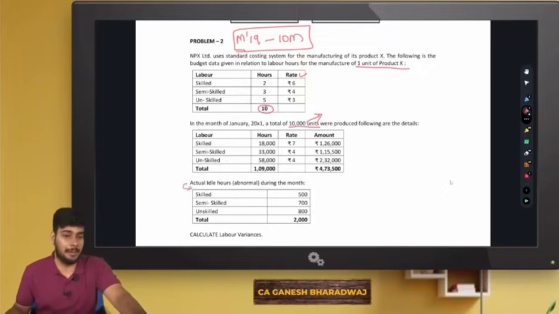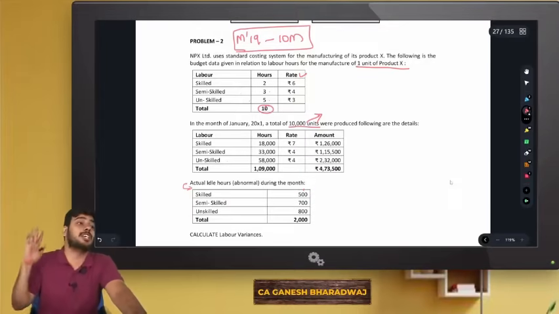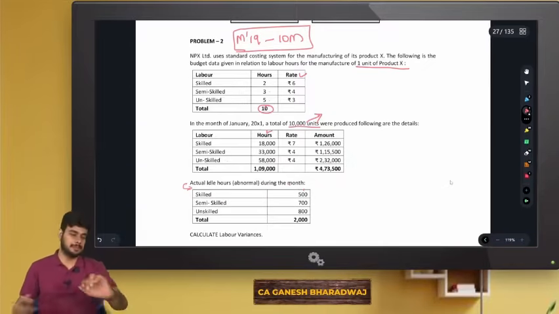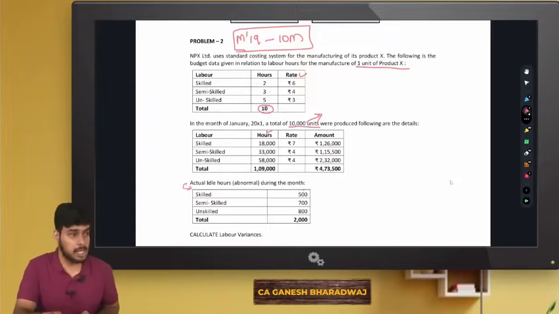Now I'll tell you what happened. If you take this as actual hours worked, you should add this idle time to arrive at actual hours paid. If you take this as actual hours paid, you need to subtract this idle time to arrive at actual hours worked. Now you tell me, is this actual hours worked or actual hours paid? Who all says actual hours paid?